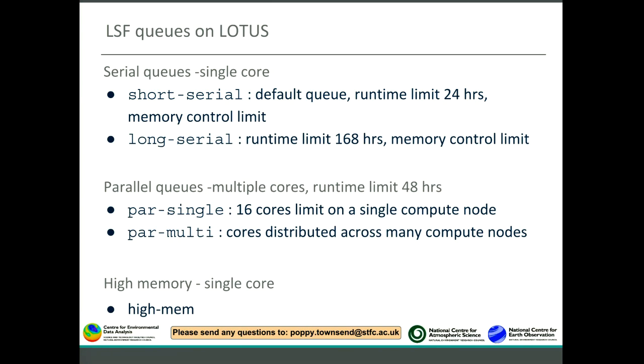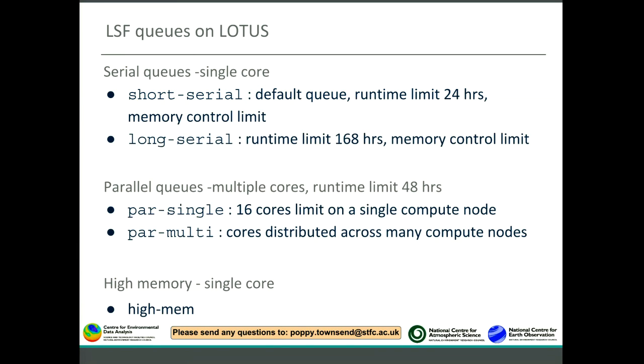The short serial queue is the default queue, and the maximum runtime is 24 hours, while the long serial is not the default queue. You have to request it in your submission, and it has a runtime limit of 168 hours. This is 7 days. On both the short serial and the long serial, there is a memory control limit enforced, and I will cover this later.